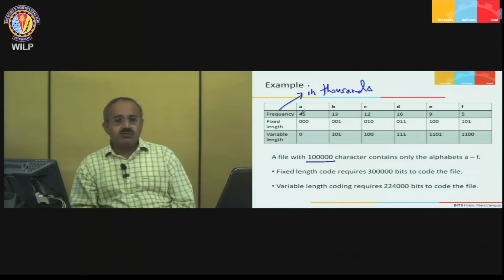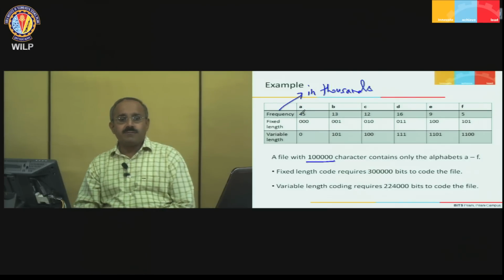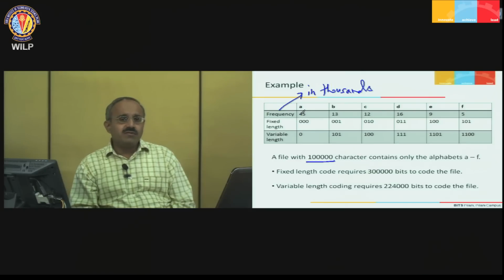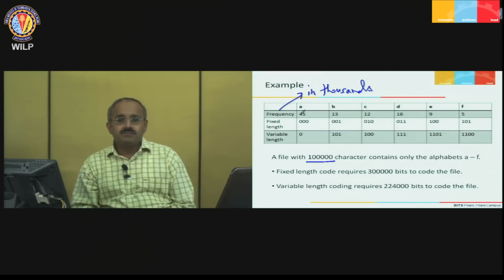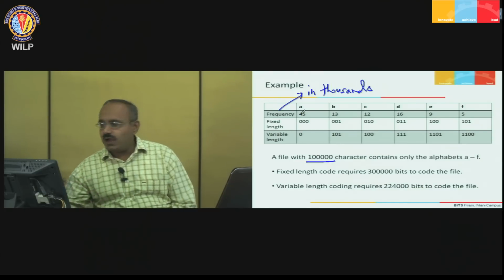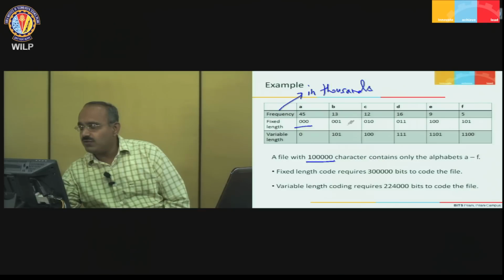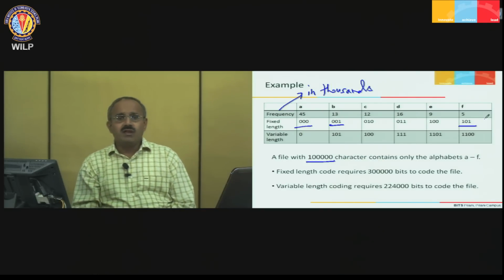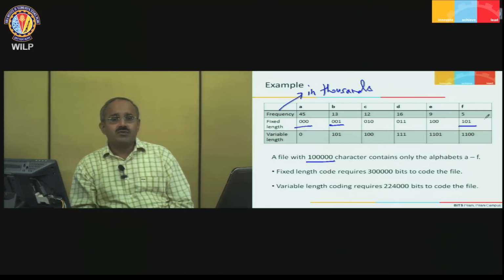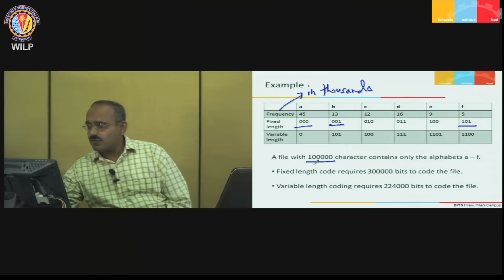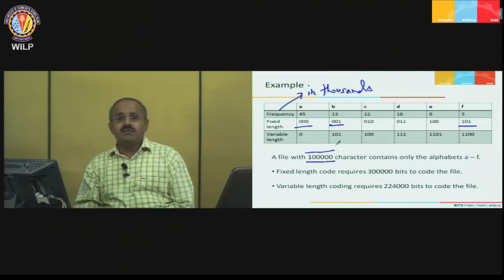So, we look at both the fixed length coding and a variable length coding. In the fixed length coding, since we have 6 alphabets, we will require 3 bits to code them. So, we use 3 bit strings and we use A as 000, B as this, and F is encoded as 101. So, if you have a file with 1 lakh characters, the fixed length coding would require 3 lakh bits to code the file.